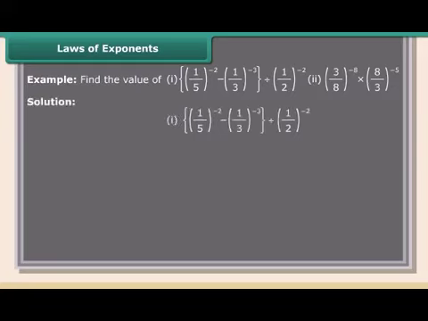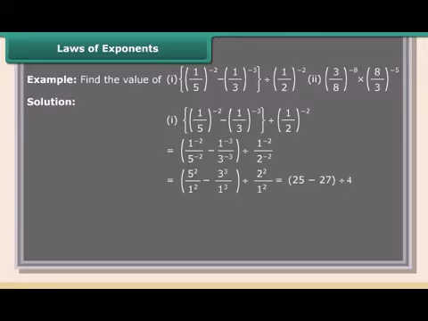Solution. (1/5)^(-2) minus (1/3)^(-3) divided by (1/2)^(-2) is equal to 1^(-2) upon 5^(-2) minus 1^(-3) upon 3^(-3) divided by 1^(-2) upon 2^(-2), which is equal to 5^2 upon 1^2 minus 3^3 upon 1^3 divided by 2^2 upon 1^2, which is equal to 25 minus 27 divided by 4, which equals minus 2 upon 4, which is equal to minus 1 upon 2.